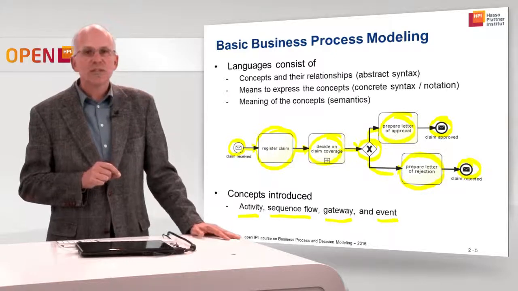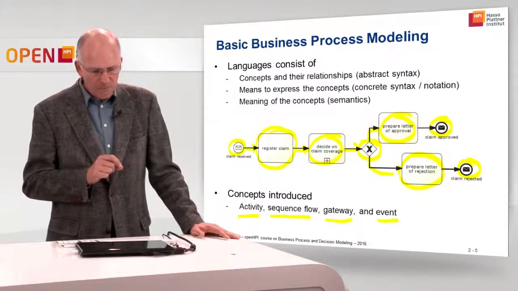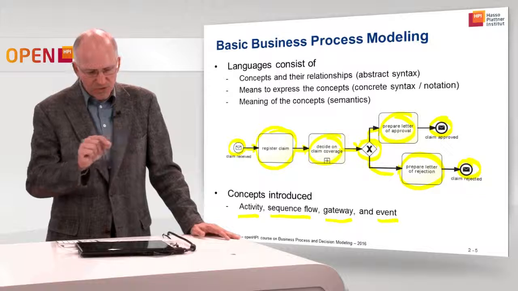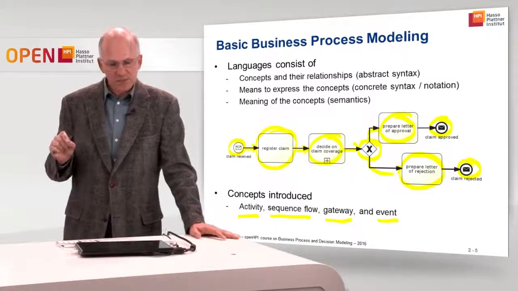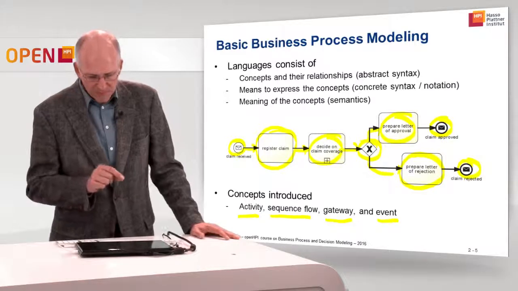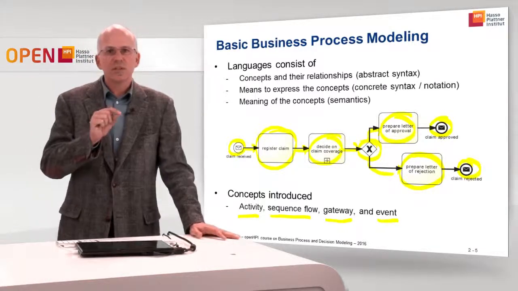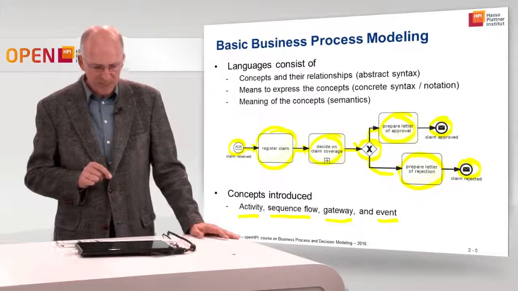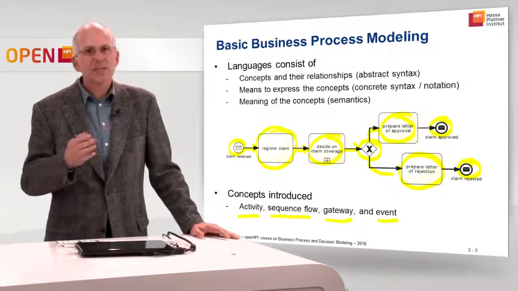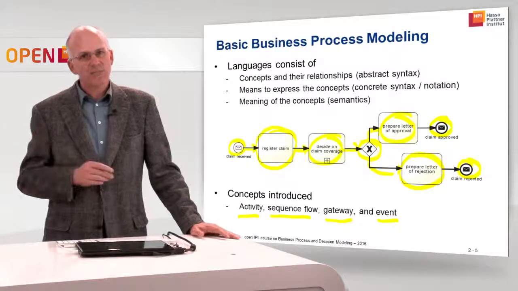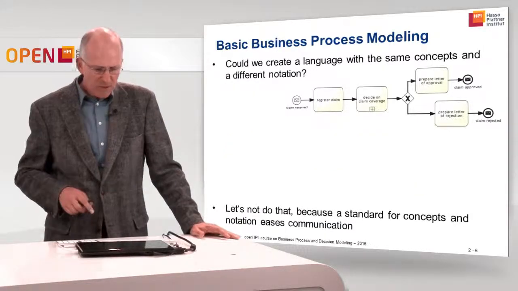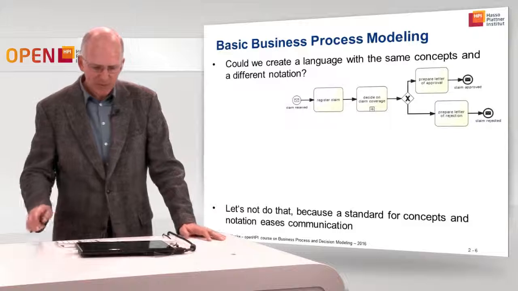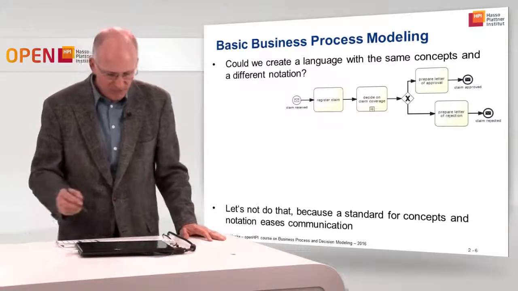the execution semantics. So by sequence flow, we can specify the order in which the activities have to be executed. And using the decisions, for instance, we can also have alternative paths that are executed here. So the semantics is basically the execution semantics that is specified by the process model. All right, but now we wanted to create a language with the same concept and a different notation.